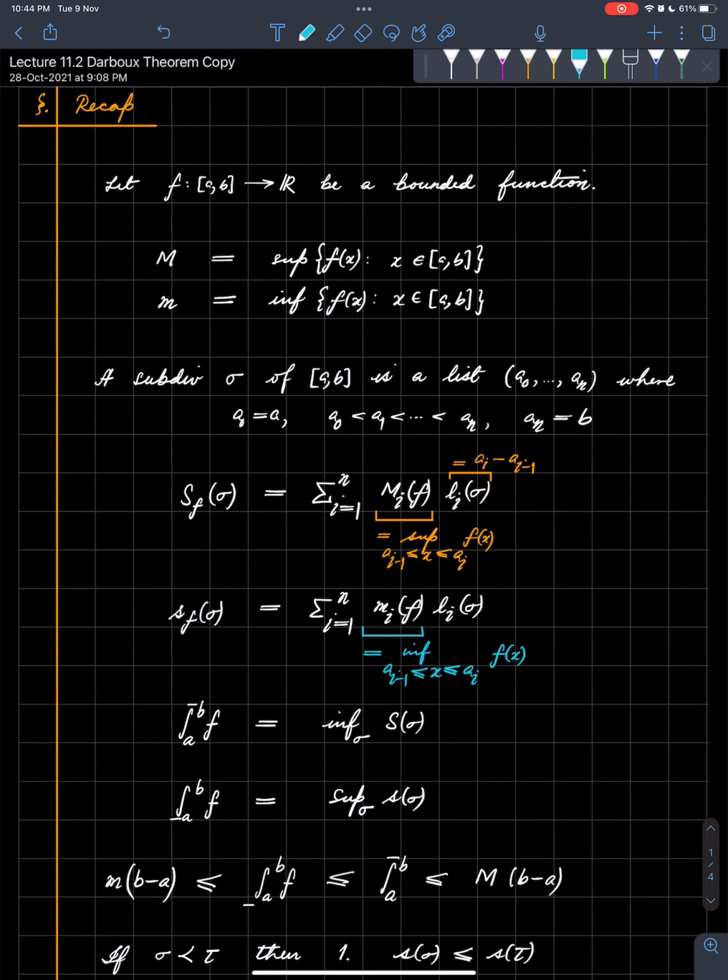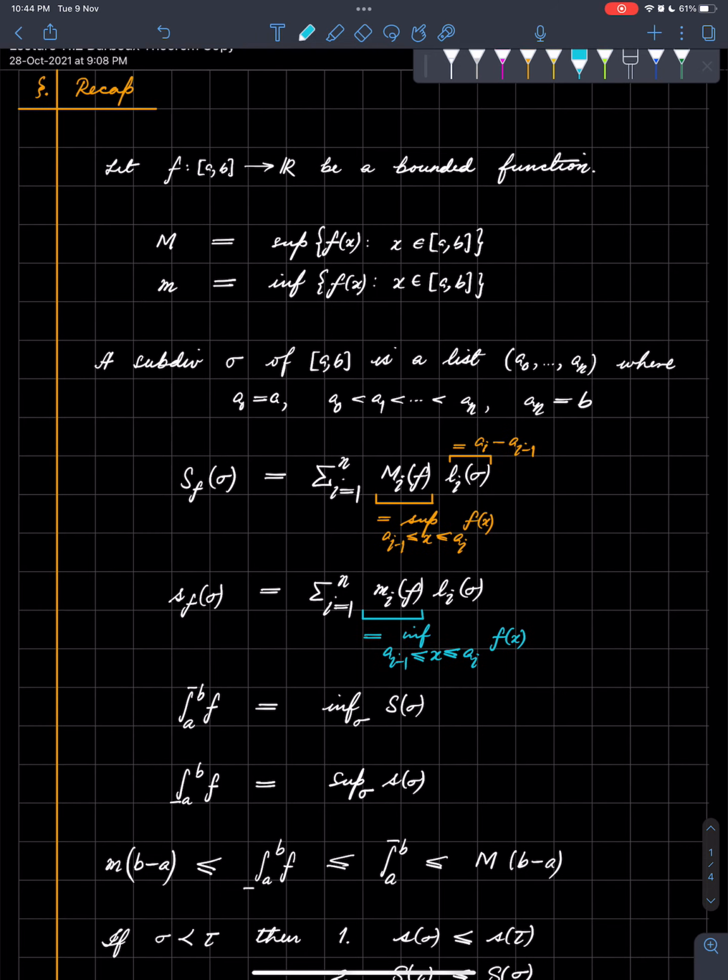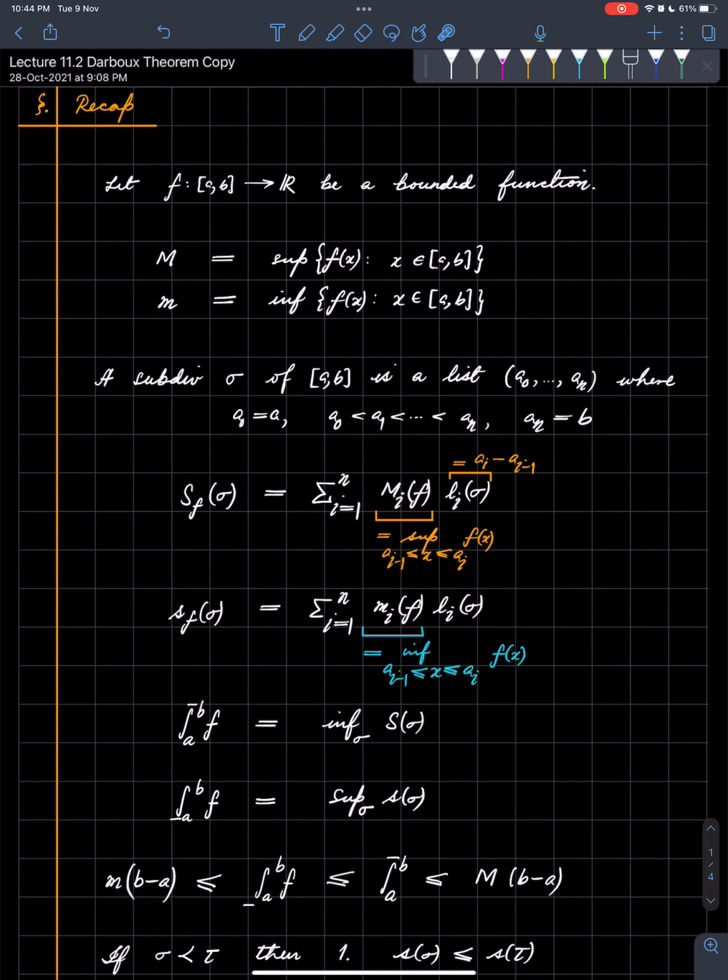Welcome to this lecture in the ongoing series of lectures on real analysis. We'll be continuing with our module on integration. Last time we introduced a bunch of different notations and concepts. So we started with the bounded function, and let's say we call capital M the supremum of f over its entire domain and little m the infimum of f over its entire domain.